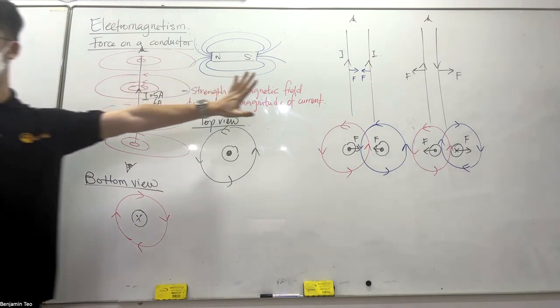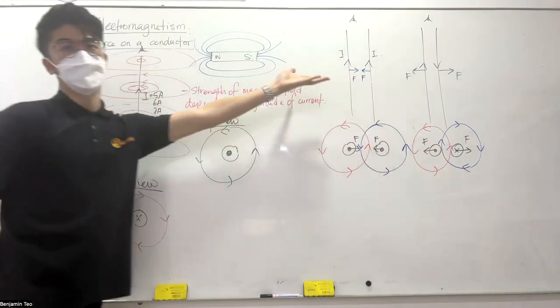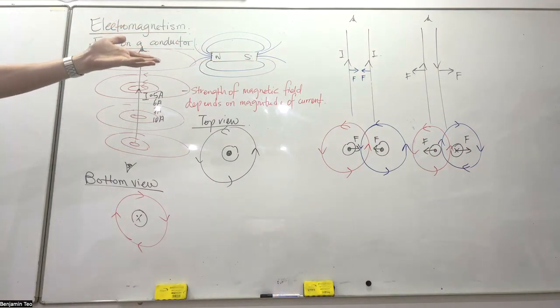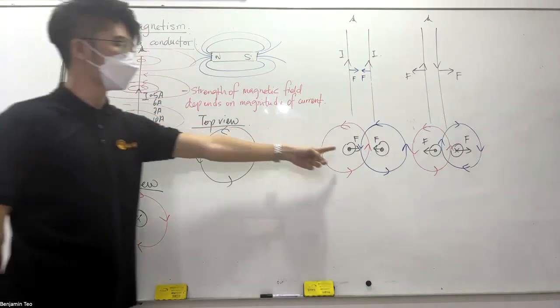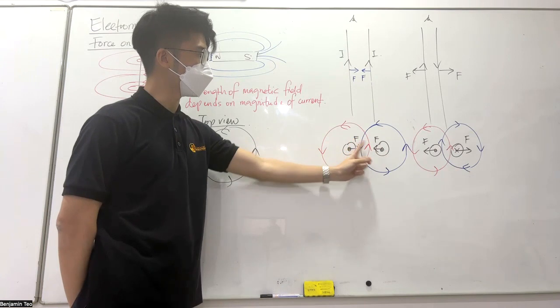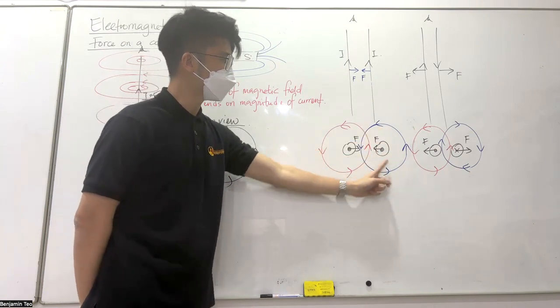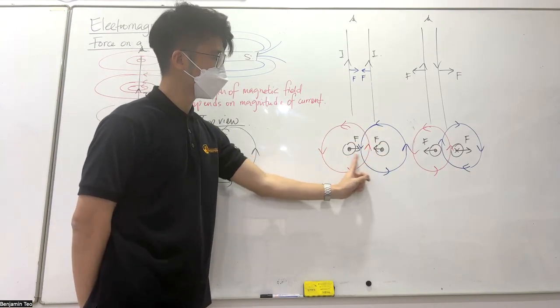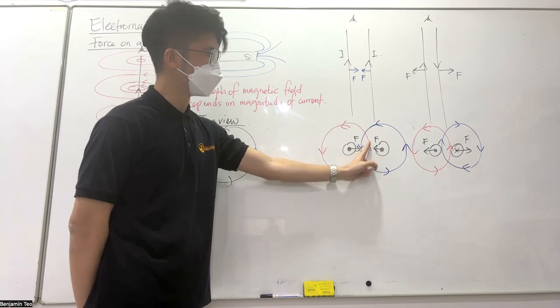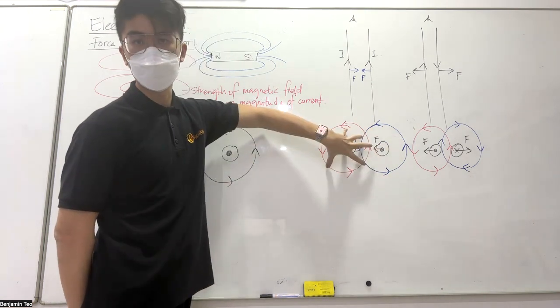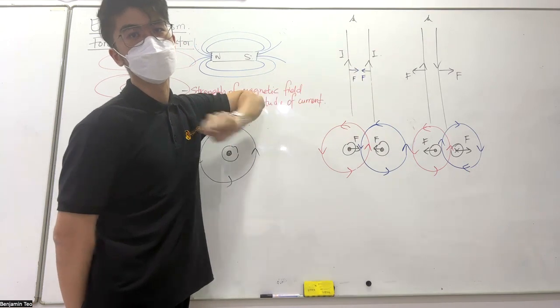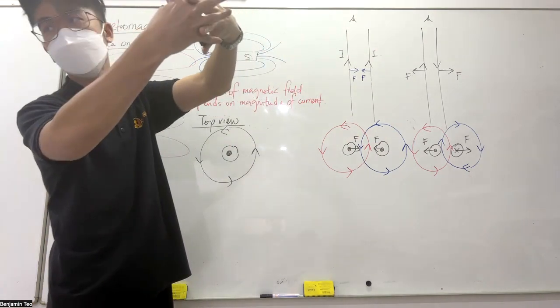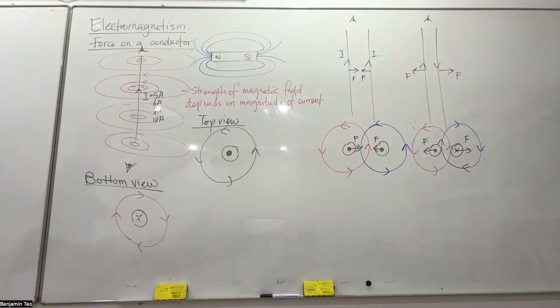Okay, so the first part is the force on the wire. Why is there a force? If a question asks you, why is there a force? You say because the two magnetic fields interact to produce the force. If one is missing, there will be no force produced. There must be two magnetic fields interacting. Okay, I give you another example.